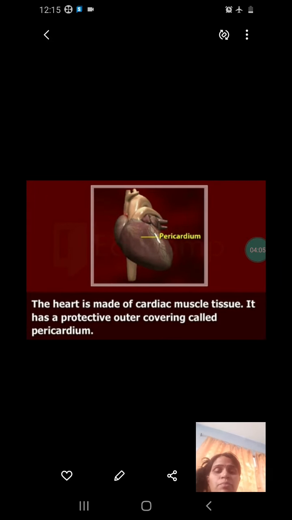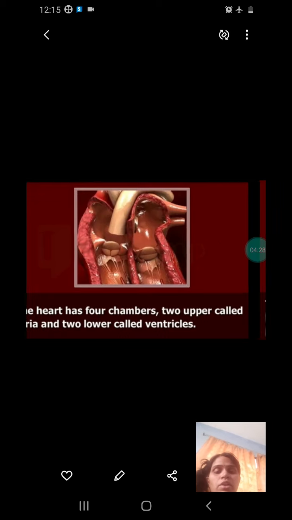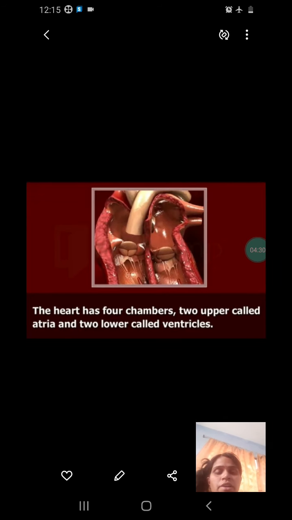This is the most important thing, the protective layer of the heart. The protective layer, or outer covering, of the heart is called the pericardium. This is a 1 mark question, students. The protective layer of the heart is called what? Our answer is pericardium.